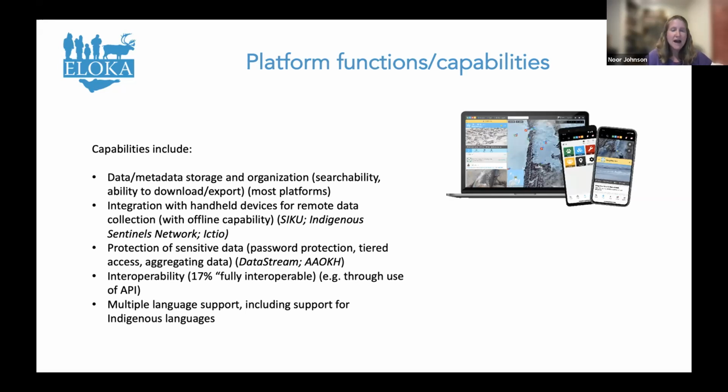In some cases, it was a matter of aggregating data and making general reports available. In other cases, the platforms themselves developed tools like password protection or tiered access. So some subsets of data were accessible only to the community members, and others would be accessible to the general public. Another function was interoperability. So just under 20% of the programs said that the platforms they used were fully interoperable. That was an area flagged as in progress. Most of them said they were aiming to become interoperable.